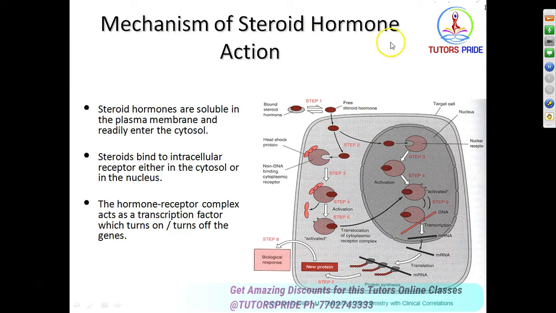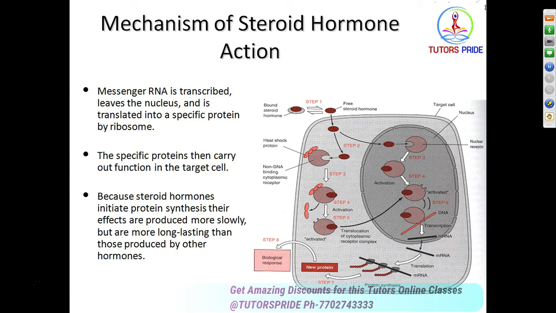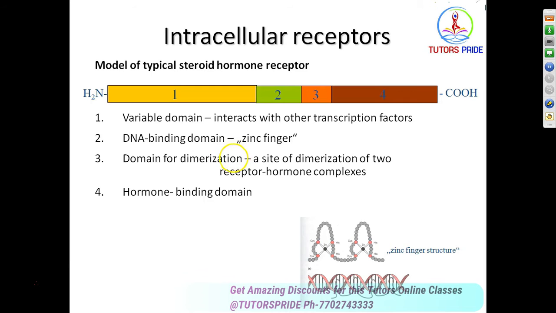The mechanism of steroid hormone action is not so much required. Then we'll see intracellular receptors.